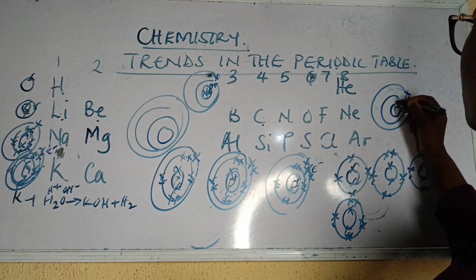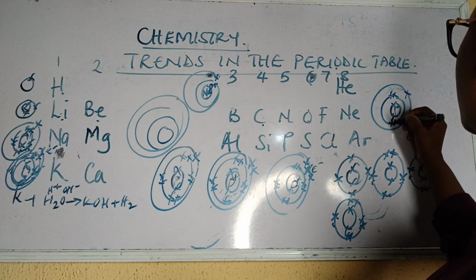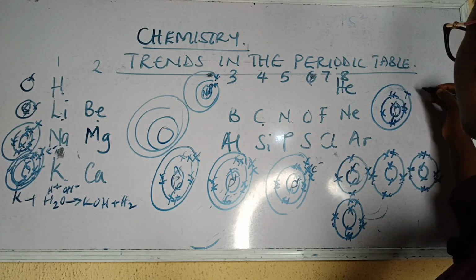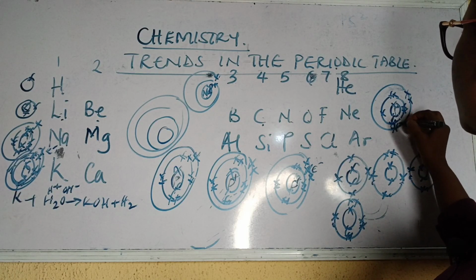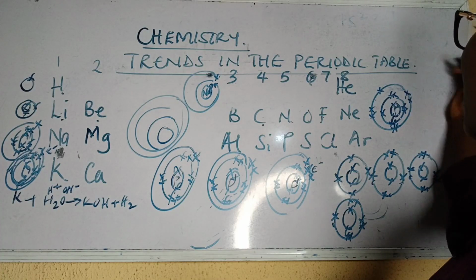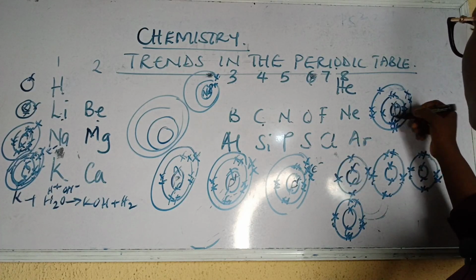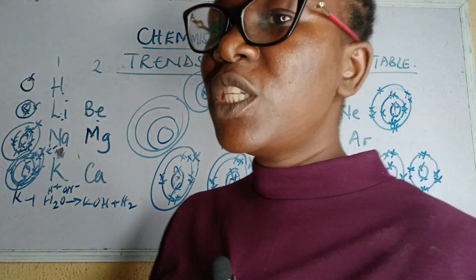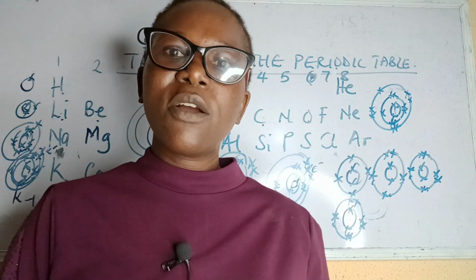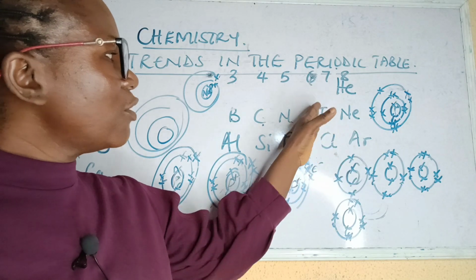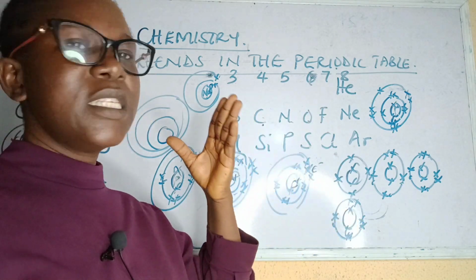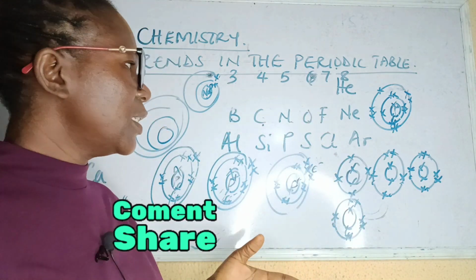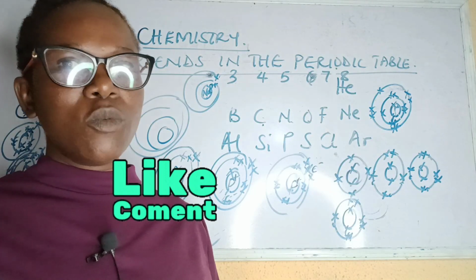For chlorine now, it is 2, 8, 7, unlike fluorine that is 2 and 7. So the last shell, the 7 for chlorine, is far away, and the electrons can be lost, compared to fluorine, which has 2 and 7, where the electrons are closer. So electronegativity down the group is reducing. The tendency to lose is increasing, which is electropositivity.